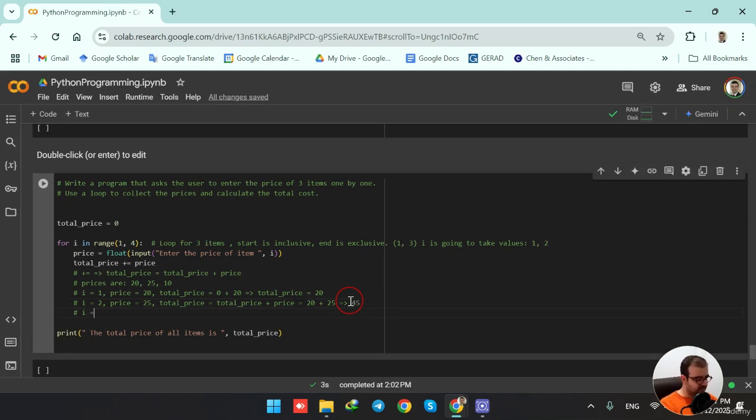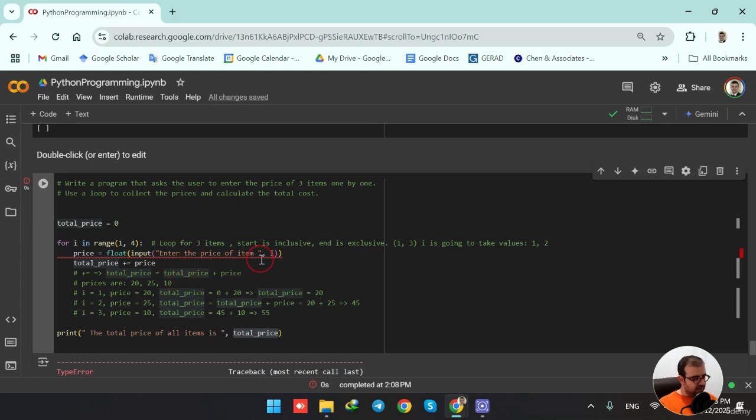And in the last iteration, when I equals 3, price equals 10, because we assume that the user is going to enter the number 10, and total price is calculated as the previous total price, which is 45, plus the newly added price from the user, which is 10. Therefore, the output will be 55. And we mentioned that in the output, after doing the calculation, the total price is 55.